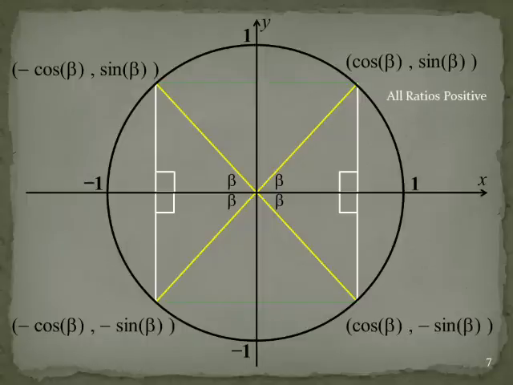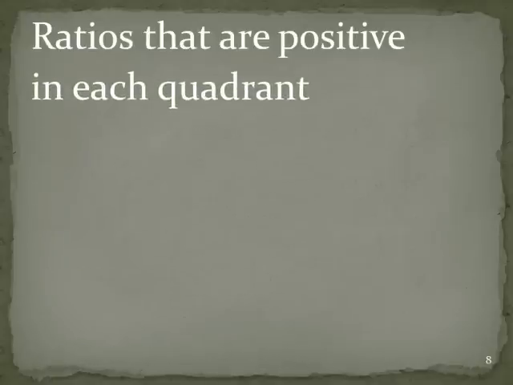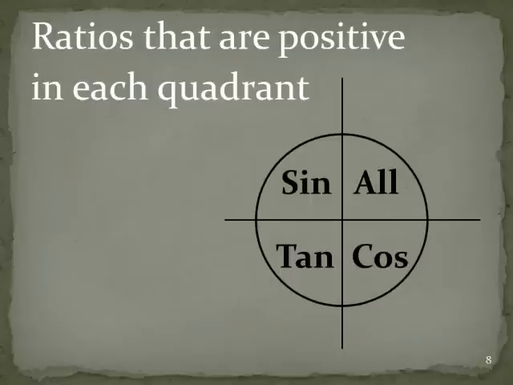So all ratios are positive in the first quadrant. In the second quadrant, only sine is positive. Cos has gone negative, and because tan is sine over cos, tan will be negative. In the third quadrant, tan is positive because, tan being sine over cos, negative over negative is a positive. And in the last quadrant, only cos is positive. So, for the ratios that are positive in each quadrant: all in the first quadrant, sine in the second, tan in the third, and cos in the fourth.